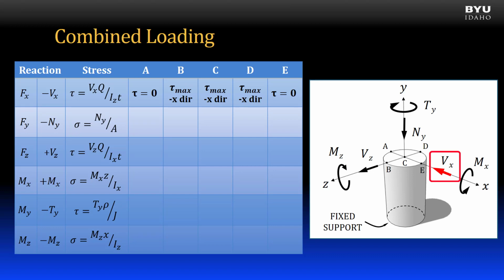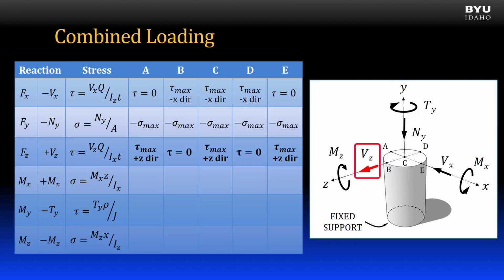For the shear force in the x direction, maximum stress will be on the z-axis and will be uniform for points B, C, and D. At points A and E, the shear stress is 0. The shear stress direction is in the direction of the force, negative x. For the normal force in the y direction, the normal stress is uniform at all points. The negative sign on stresses indicates compression.